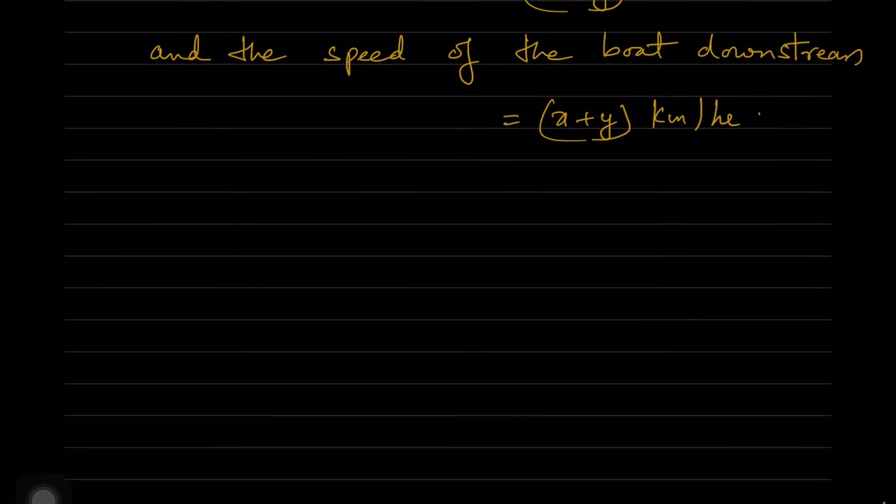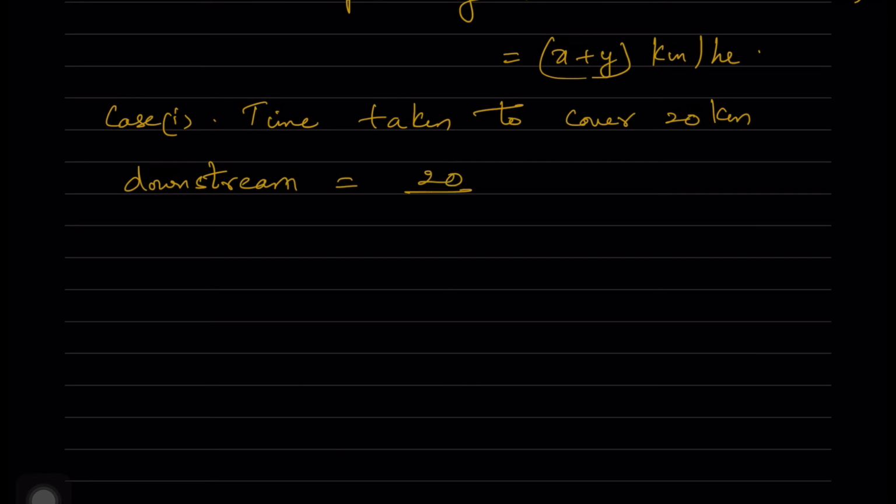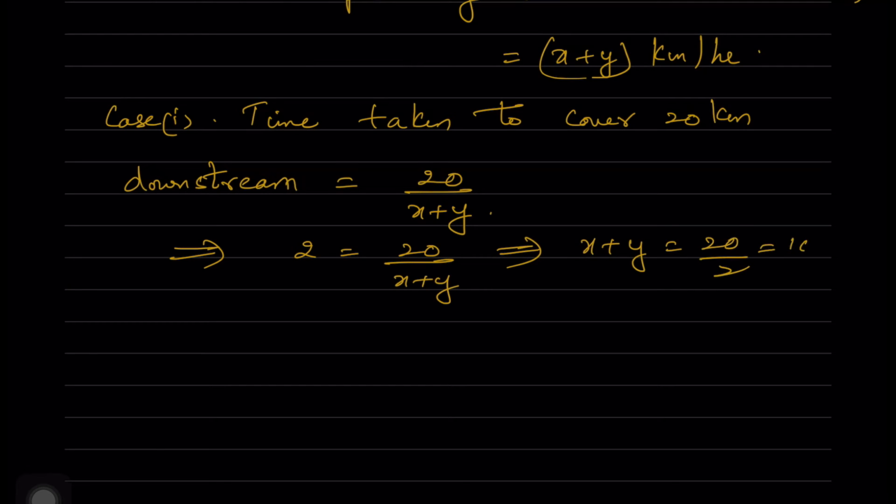So here we are having two cases which are given from the problem. In case 1, time taken to cover 20 kilometers downstream is equal to 20 by x plus y, which implies time taken is 2 hours, so 2 is equal to 20 by x plus y, which implies x plus y is equal to 10. So let that be the first equation.